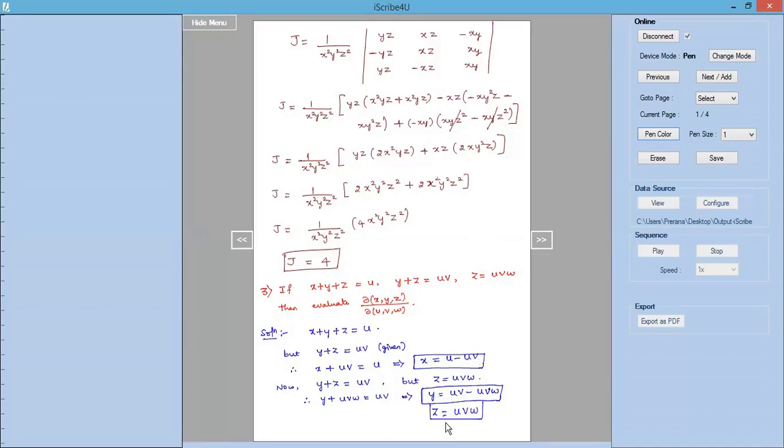In order to obtain the partial derivatives, dou x by dou u, dou x by dou v, dou x by dou w. Similarly, dou y by dou u, dou y by dou v, and dou y by dou w. Dou z by dou u, dou z by dou v, and dou z by dou w. So let us find all those partial derivatives and then use the formula for Jacobian of x, y, z with respect to u, v, w.